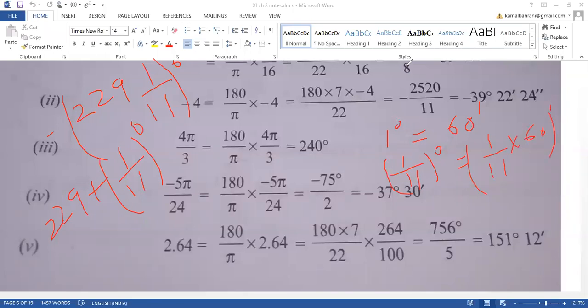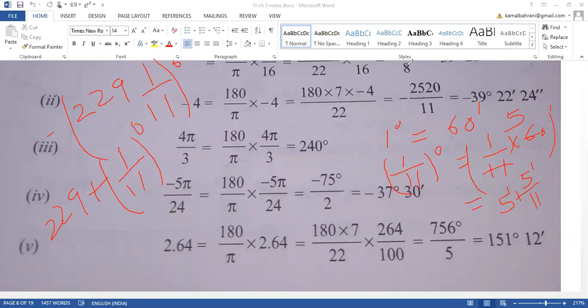Now when you divide 60 by 11, what are you going to get? You are going to get 5 by 11. Just see, 60 by 11, 11 5s are 55. Clear? Then 5 remaining. So what you can write? 5 by 11. Just see, 11 5s are 55 plus 5, that is 60 by 11. Clear? So you got 1 by 11 degree as 5 minutes plus 5 by 11 minute.